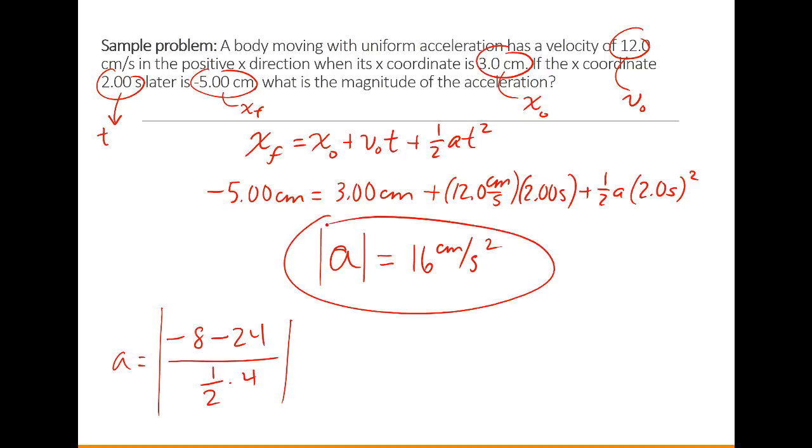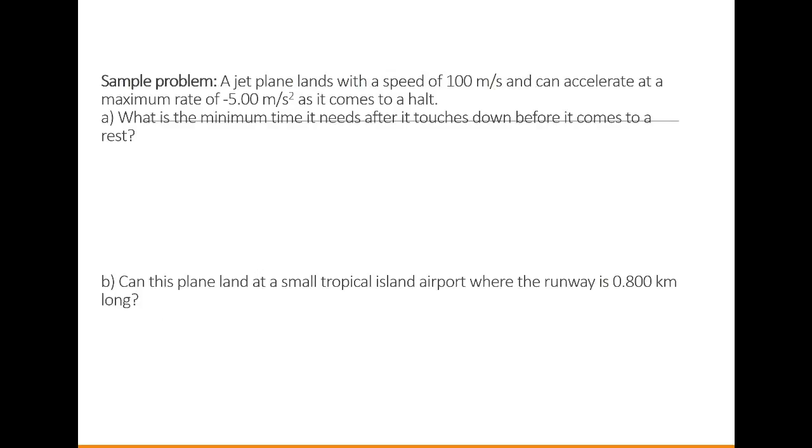All right, one more example. A jet plane lands with a speed of 100 meters per second, and it can accelerate at a rate of -5 meters per second squared as it comes to a halt. What's the minimum time it needs after it touches down before it comes to rest? And can it land at a small airport that has a runway of 0.8 kilometers? So why don't you go ahead and pause and see what you can work out on your own, and then I'll show you how to do this.